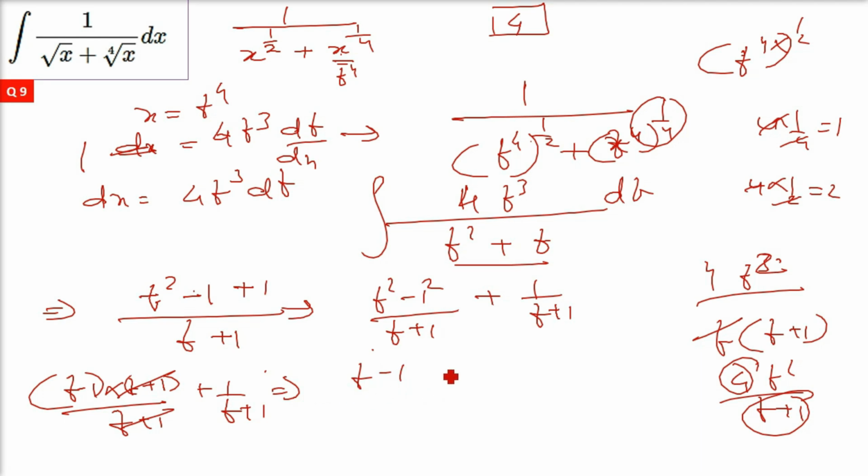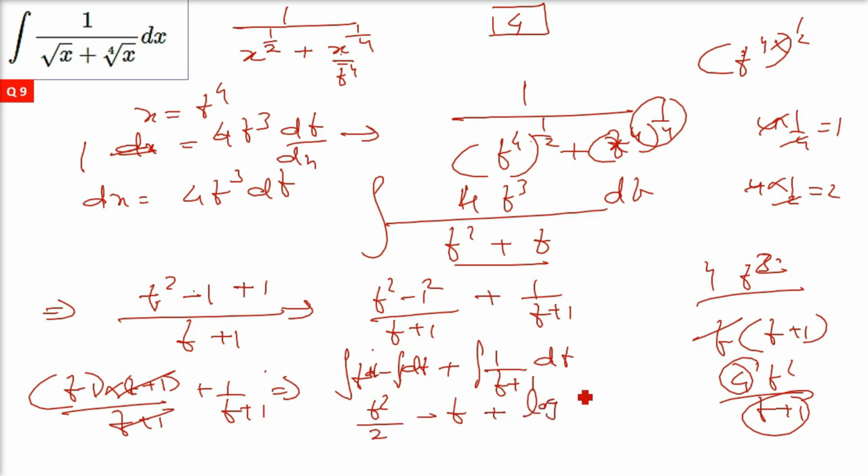T minus 1 will remain there plus 1 by t plus 1. 1 by t plus 1 will be log. T and 1 we already know how to integrate. So under root, integration of t dt and integration of 1 by t plus 1. So this t dt will be t square by 2. This will be simply t and this will be log modulus of t plus 1 plus constant of integration.